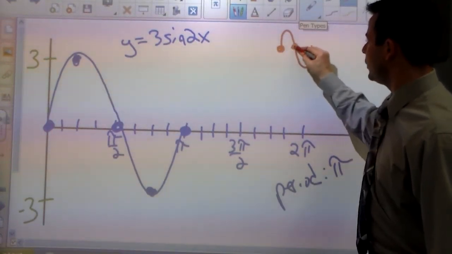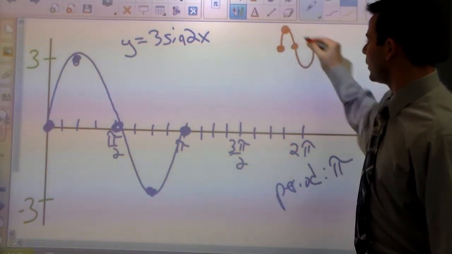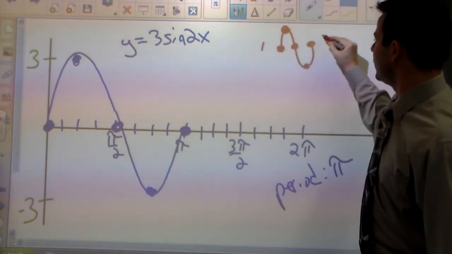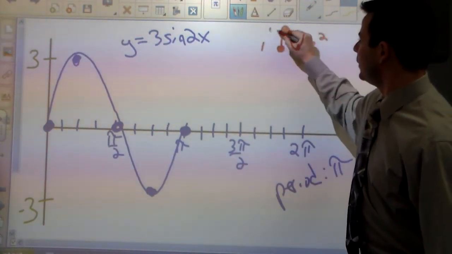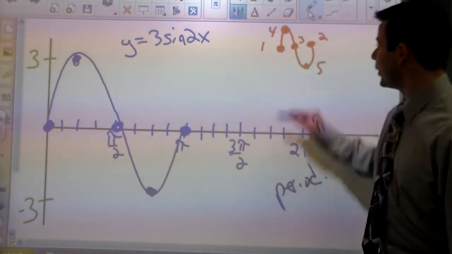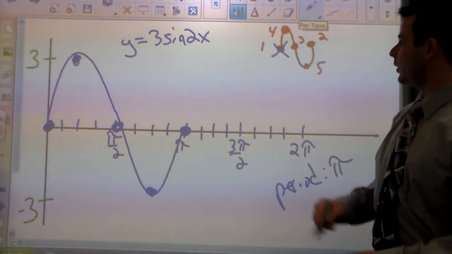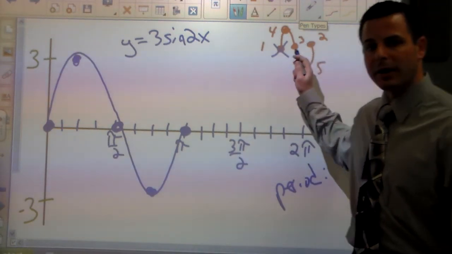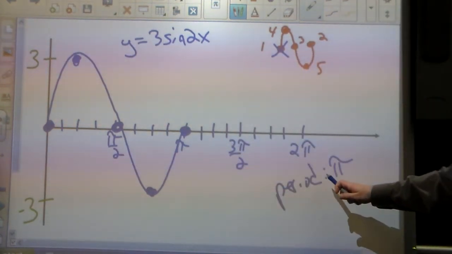1, 2, 3, 4, 5, in that order. We've already plotted ordered pair number 1. We already started the next cycle. So now we're going to end the cycle. How do you know where to end it? Wherever the period tells you to.